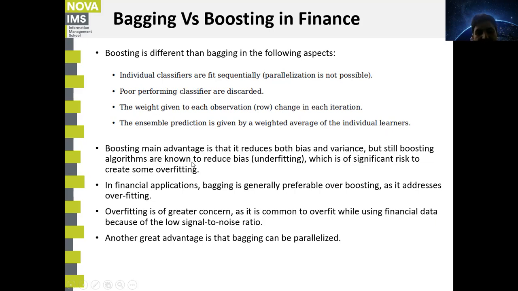Boosting's main advantage is that it reduces both bias and variance, but still boosting algorithms are known to reduce bias, which is underfitting. There is a significant risk of creating some overfitting. In financial applications, bagging is generally preferable over boosting as it addresses overfitting. And overfitting is of great concern as it is common to overfit while using financial data because of the low signal to noise ratio. Another great advantage is that bagging can be parallelized.